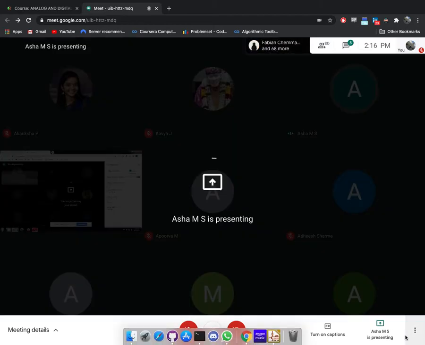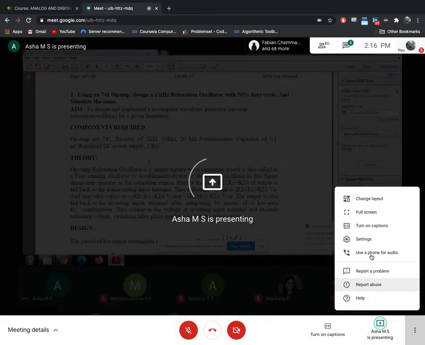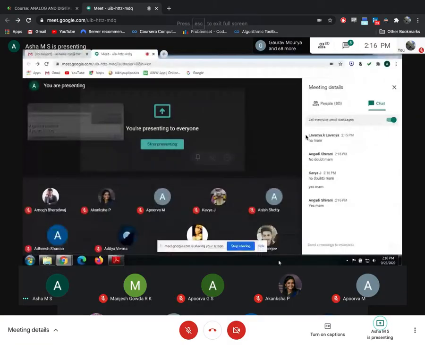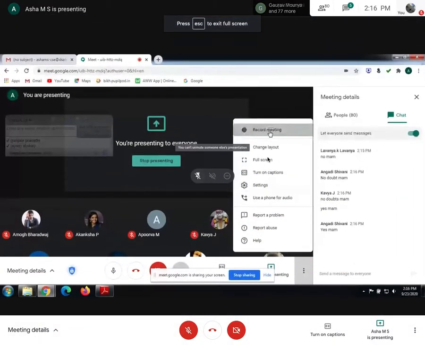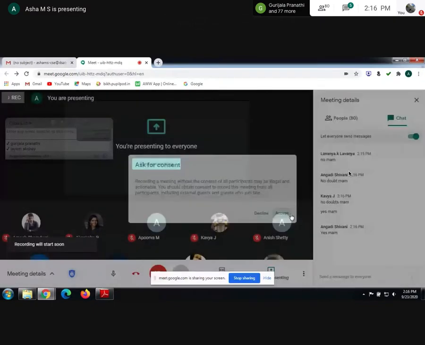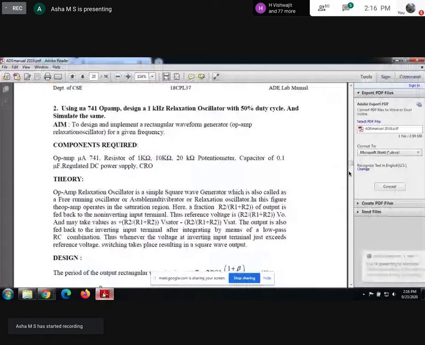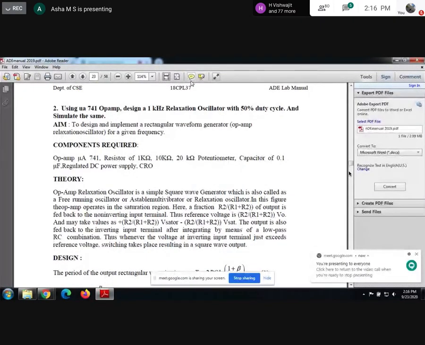Second experiment, analog part. Copied on the second question.